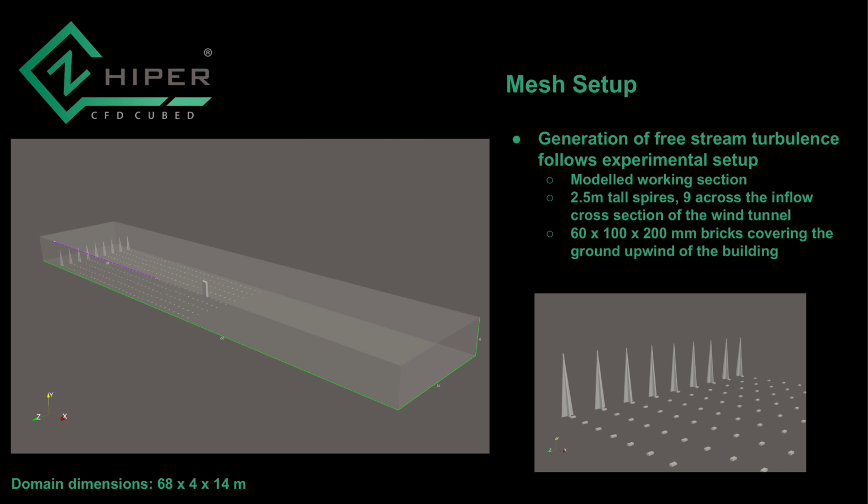So here you can see my mesh setup, which is the exact same working section of the experiment. It's just a little bit longer, so it gets a higher accuracy and more detail in the wake over the building. And you can see these spires and bricks which have been reproduced from the experiment, from that image, which are 2.5 meters tall, 9 across the cross section, and sizing the bricks 60 by 100 by 200, which is the same as the experiment, to cover the floor, and this mimics the atmospheric boundary layer.